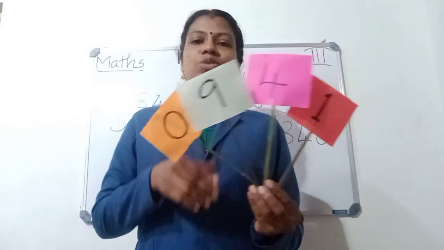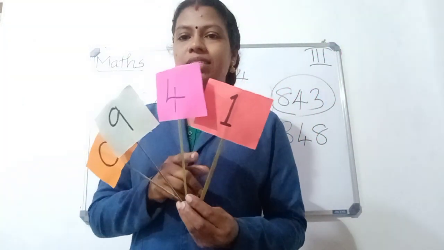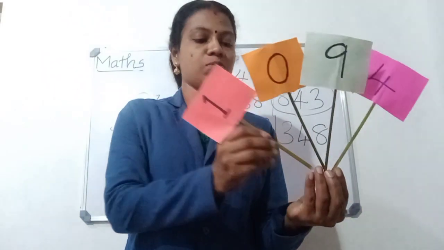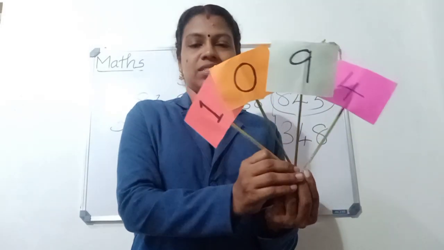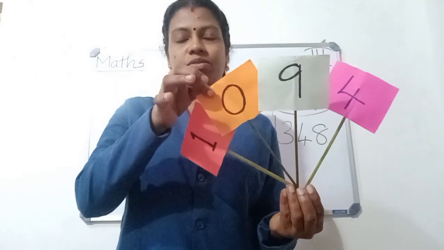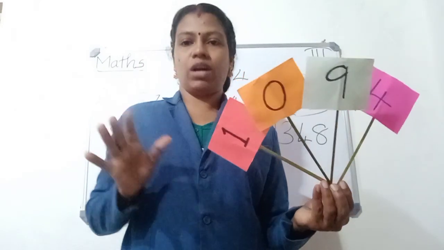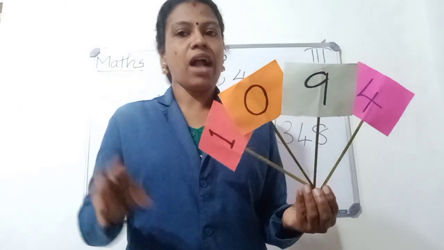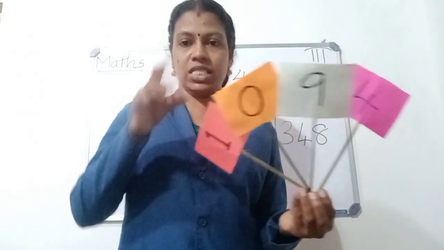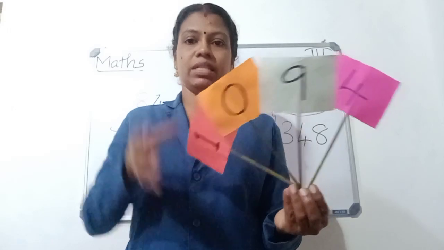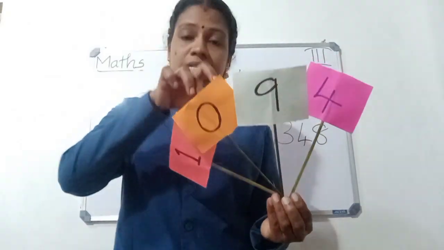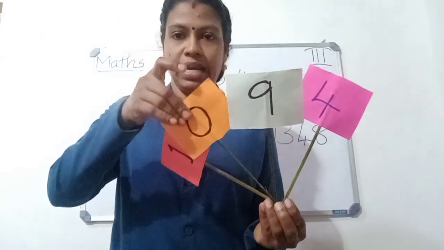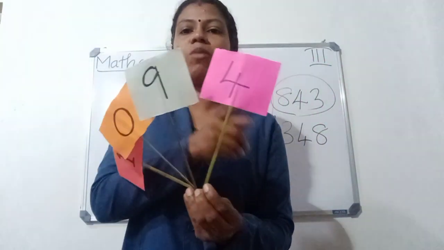Okay. So which one is the smallest? Yes, first comes 1. 1 is the smallest digit. So place 1 first. Then you can place 0. Because no number starts with 0, we can't read that number. That's why we place 0 in the second place. Okay, first smallest number 1. Then we place 0. Then what is the next smallest number?